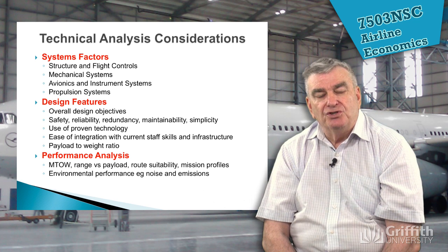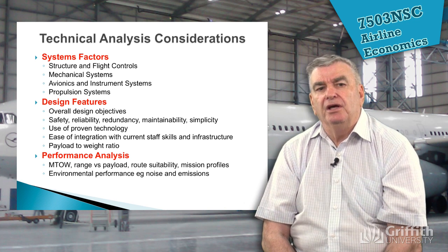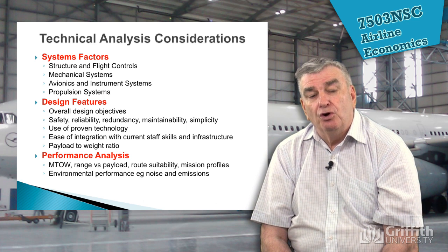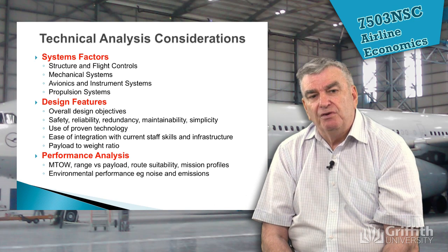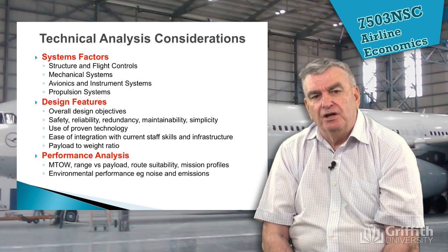We look at the propulsion systems. They make a huge difference. Look at the new engines that are going to be on the Airbus 320 new engine option and the Boeing 737 MAX. Those engines can make a difference of 15 to 20% in fuel burn.